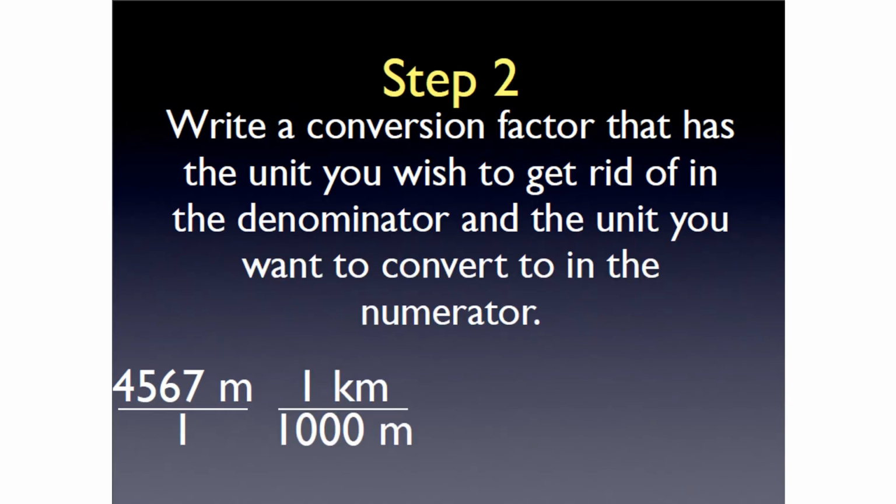The second is to write your conversion factor that has the units you wish to get rid of in the denominator. So we have meters. That means that the meter has to appear in the denominator of your conversion factor. This right here is your conversion factor. Okay, so the unit you're trying to get rid of goes in the denominator, and the unit you want goes in the numerator.